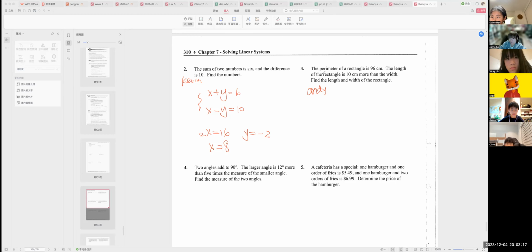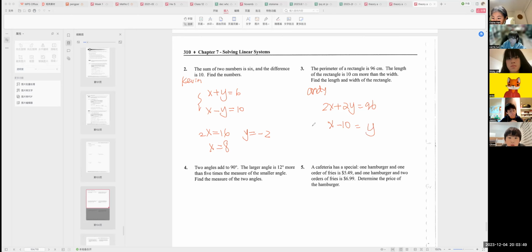Okay, so Andy, number 3. Can you tell me how to do it? The length will be 29 and the width will be 19. Okay, so can you give me the equation? The equation is 2x plus 2y equals 96, and the second one will be x minus 10. Oh wait, no, actually they're the same thing. x minus 10 equals y.